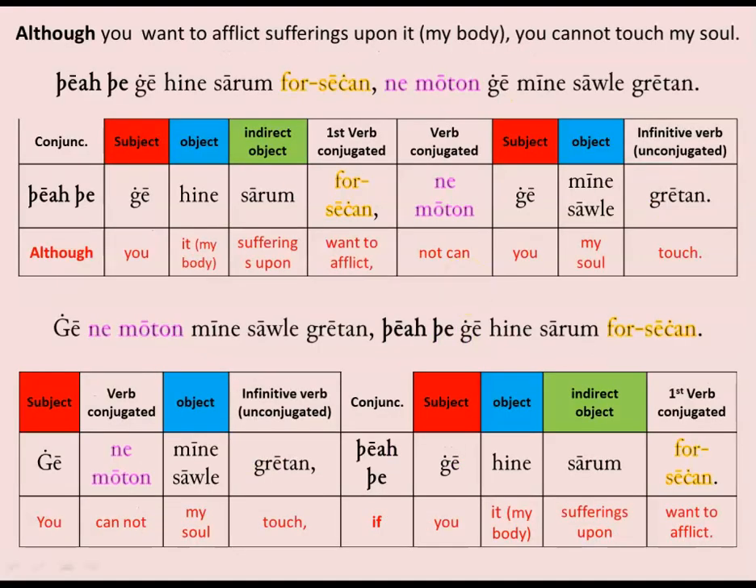All right. Although you want to afflict sufferings upon it, my body, you cannot touch my soul. Okay. Now, this actually comes from a piece of Old English writing. In the Old English time, whoever wrote that put the subordinate clause first, then the primary or main clause second. What we're going to do now is rewrite it in its usual form with the subordinate clause second. So this comes from an actual piece of Old English writing.